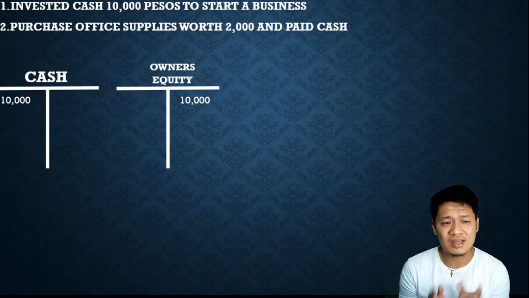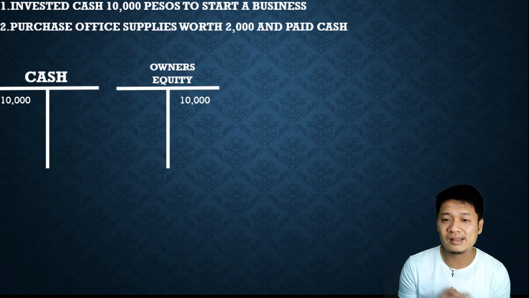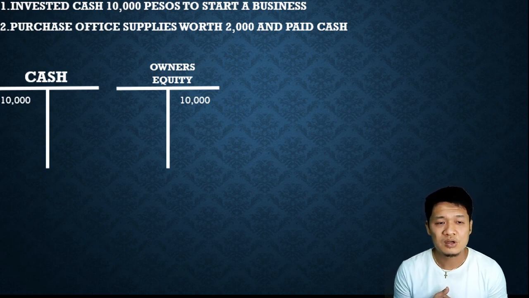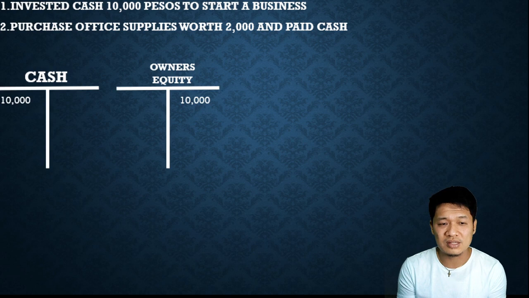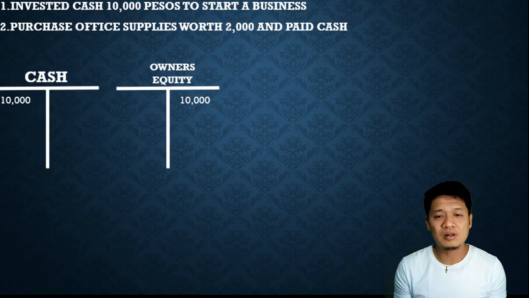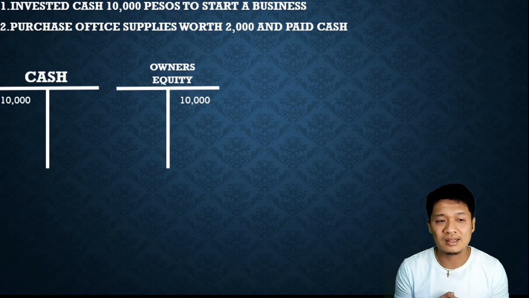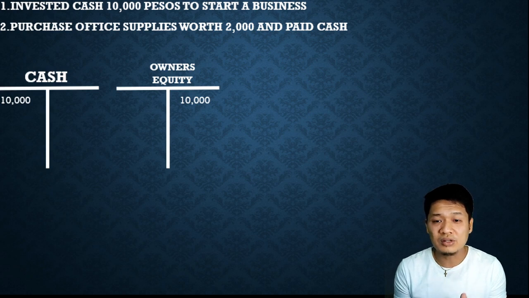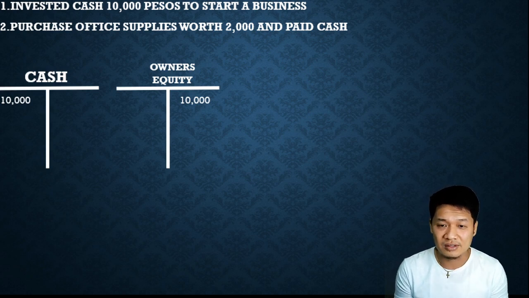Sabi niya, bumili daw tayo ng office supplies and then nagbayad tayo ng 2,000. So kung nagbayad tayo ng 2,000, again, involved na naman si cash. And sino pa yung involved na account dito? Siyempre, yung binili natin, the office supplies. So we already have the T account for cash, so no need to create another T account.